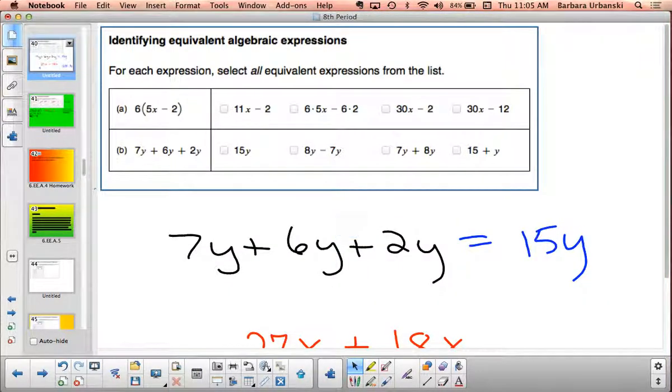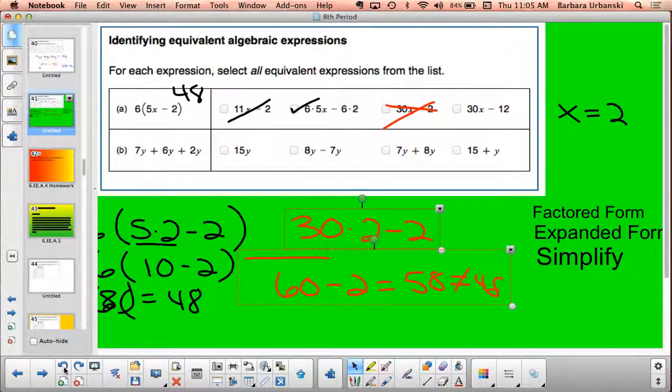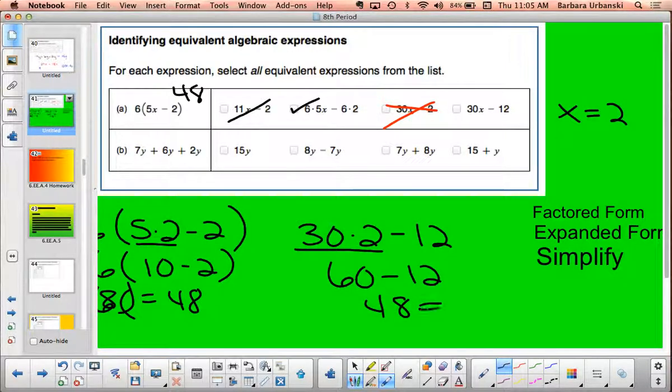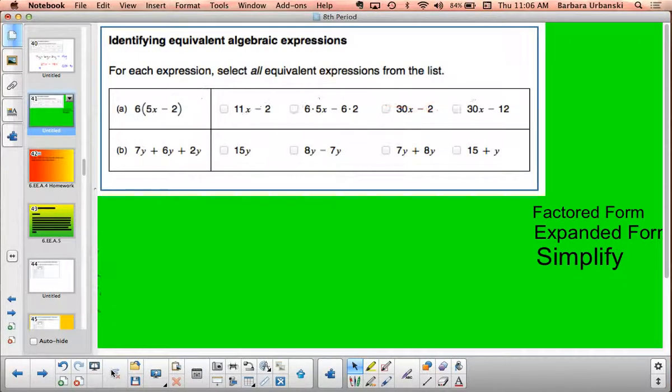And then we'll take a look at the last one. Take a look at the last one here. And we have 30 times x, x equals 2 minus 12. 30 times 2 would give us 60 minus 12. 60 minus 12 will give us a difference of 48. 48 does equal 48. Therefore, that would be an option. That's what we got the first time around, and it would work. So you could either go ahead and make your expression from factored form to expanded form to simplifying it, or you could go ahead and substitute a number in.